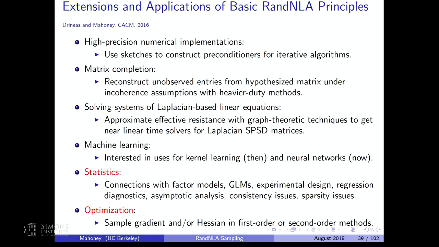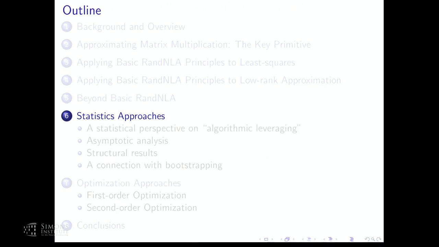We're at 39 of 1,002 or whatever. So I'm not going to go through everything in detail, but these are available, so follow up with questions and so on. So, statistical approaches.